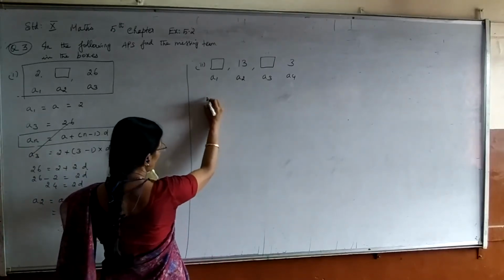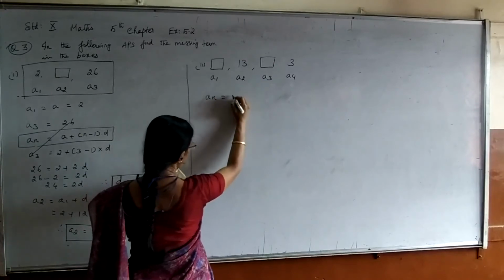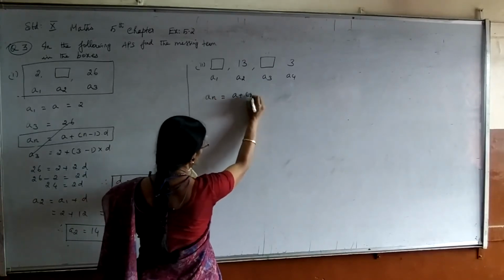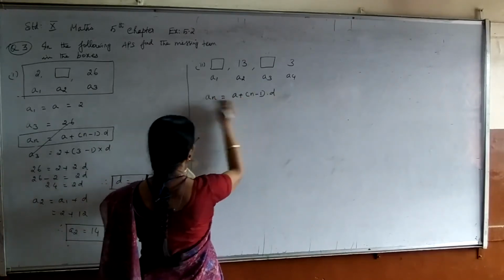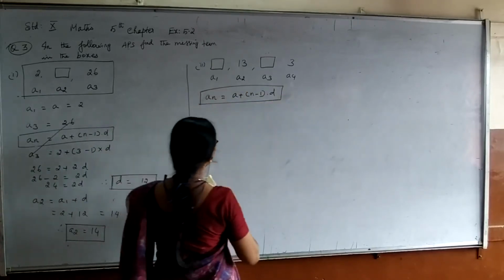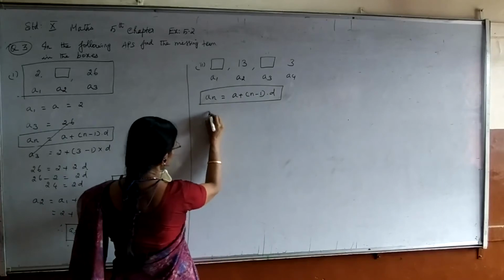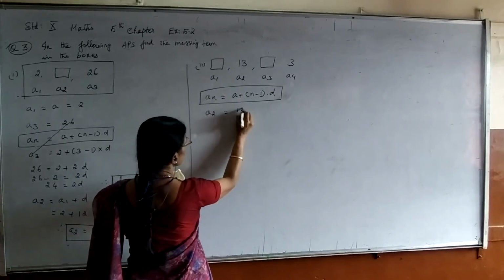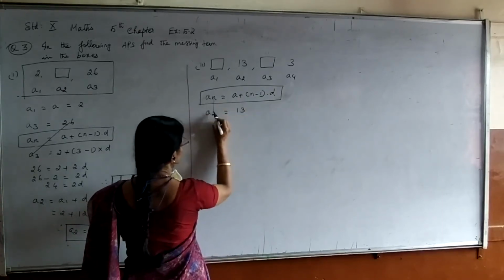So A2 is given. First let us write the formula we have to use: An equal to A plus n minus 1 into D. It's a one-thing formula, the whole exercise we are going to use. So A2 is given. A2 is equal to 13. So what is n? N is equal to 2.